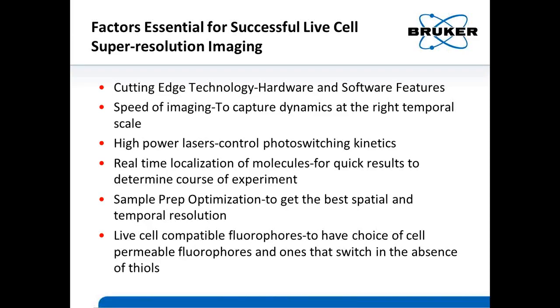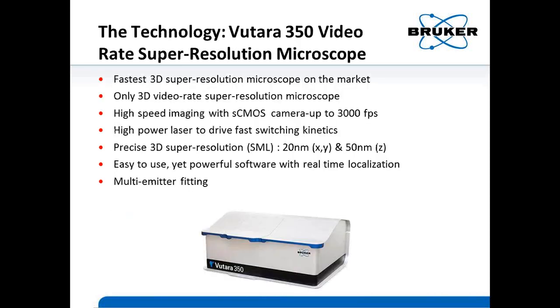And finally, you want to choose, again, a dye that's compatible with live cell imaging. So especially when you start thinking about live cell now, labeling external, like surface proteins, is a lot easier because you have a lot more options to do that than something inside the cell. So now we have a choice of cell permeable fluorophores and ones that actually switch without switching buffer, so you don't have to worry about permeability of buffer into the cells or toxicity. So these are all the factors that you kind of have to keep in mind when you're designing a successful live cell experiment.